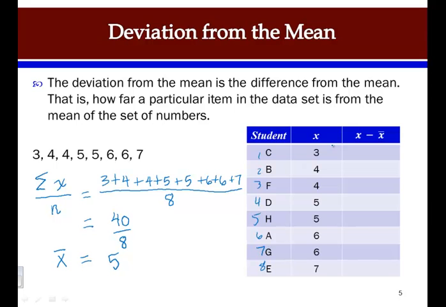Now we want to know the difference between the original value and the mean. So in other words, how far from the mean is each one of these values in our set here? So this one is 2 below, 4 is 1 below, negative is how we indicate below. So this 4 is also 1 below. 5 is exactly the mean, so that's a 0.